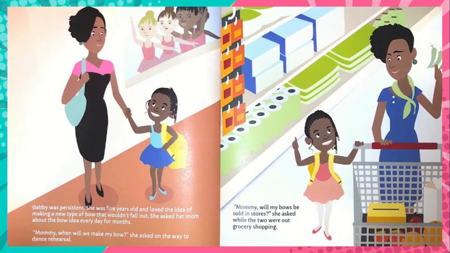Gabby was persistent. She was 5 years old and loved the idea of making a new type of bow that wouldn't fall out. She asked her mom about the bow idea every day for months. "Mommy, when will we make my bow?" She asked on the way to dance rehearsal. "Mommy, will my bows be sold in stores?" She asked while the two were out grocery shopping.